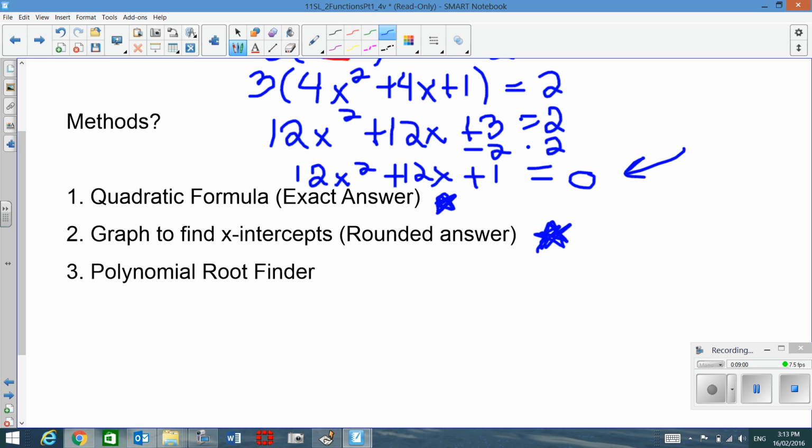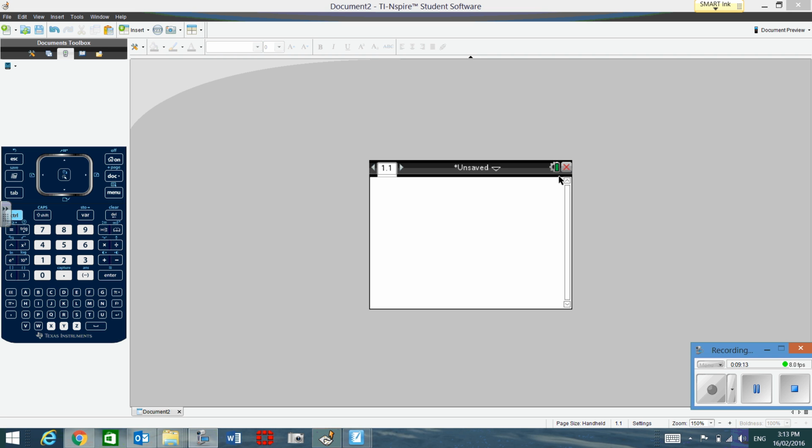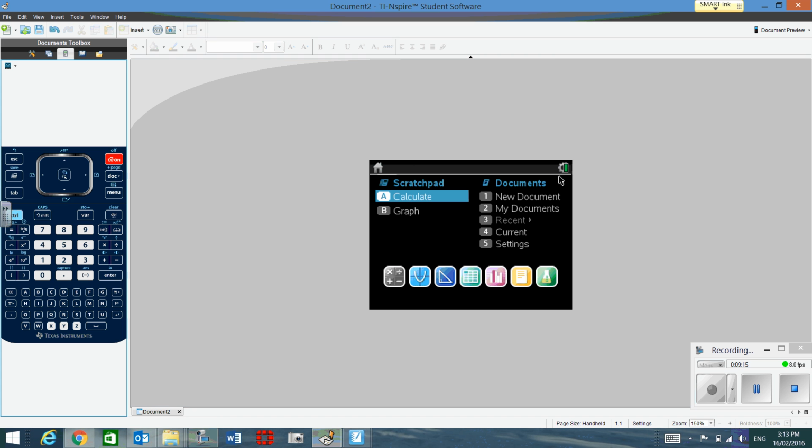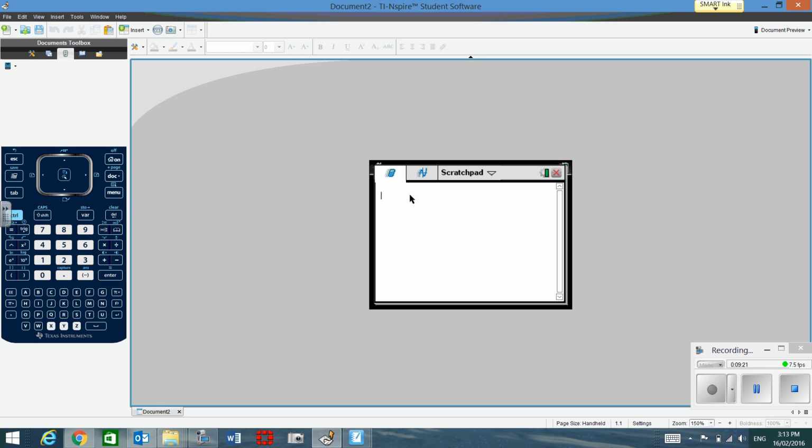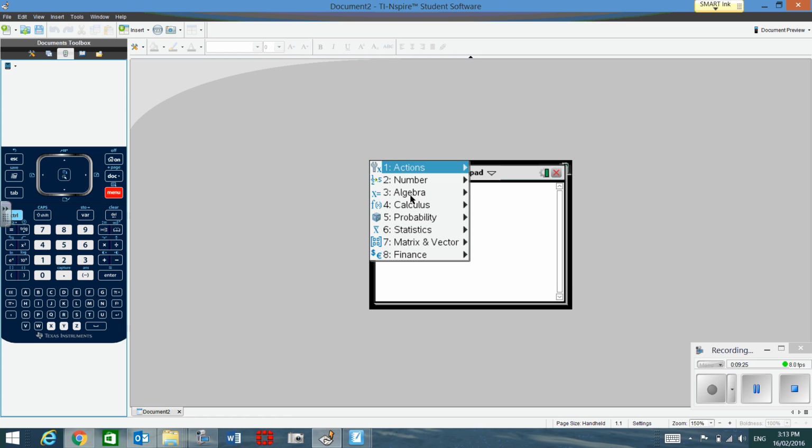And then there's one other option that we haven't done yet, which is called the polynomial root finder. So I'm going to show you guys that right now. So go ahead and grab your calculator if you don't have it out next to you. Push pause, and then we'll look at that together. So again, turning on your calculator, we'll start a new calculate screen. And we'll go to menu and algebra.